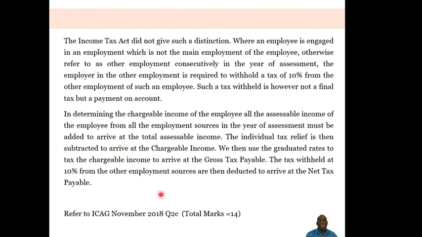A question of this nature came in ICAG in November 2018, but at that time it was the IRS Act, okay? But remember, in the Income Tax Act, you just put the two incomes together, and then you compute your tax liability on it, the normal way that we do employment income.